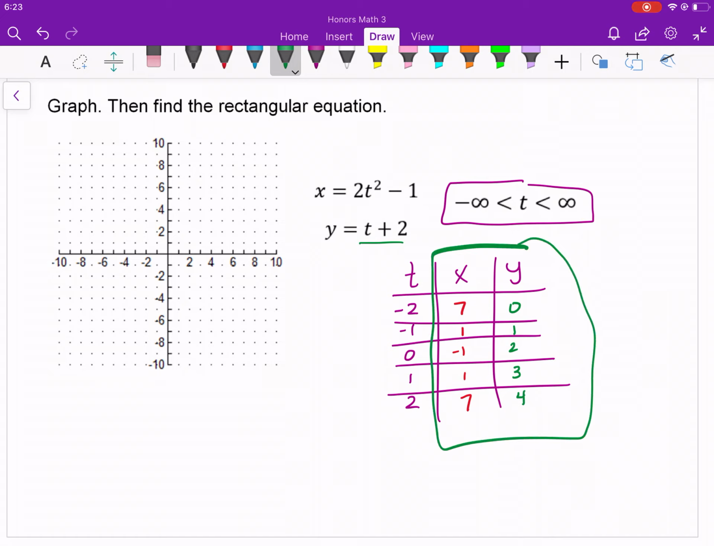Okay, so I've plugged it all in to my two equations. Let's plot this, taking note of one of our starting points. So it's not really a starting point, but just so we can kind of see the direction of the graph. So we've got 7, 0. So I'm just going to highlight that I know I'm kind of starting right there. I've got 1, 1. I've got negative 1, positive 2. Amazing. It's just like a miracle. We've got 1, 3. And then we've got 7, 4. If I can count. Wow, so good.